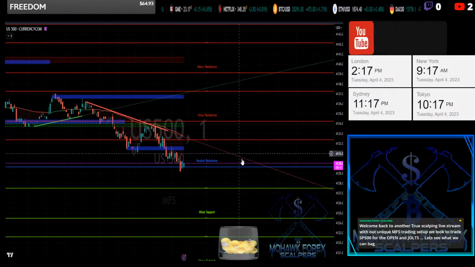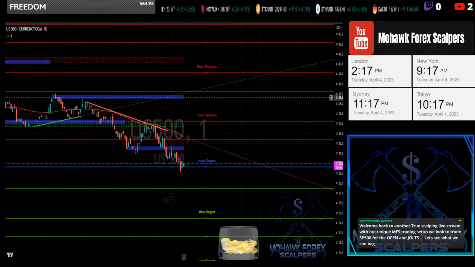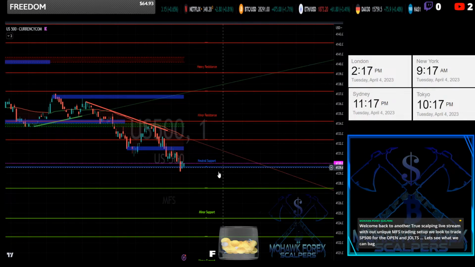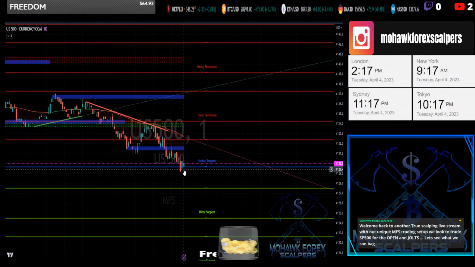This chart here is based on Fibonacci as well as support and resistance historical, so it's a good combination and unique to our trading setup.